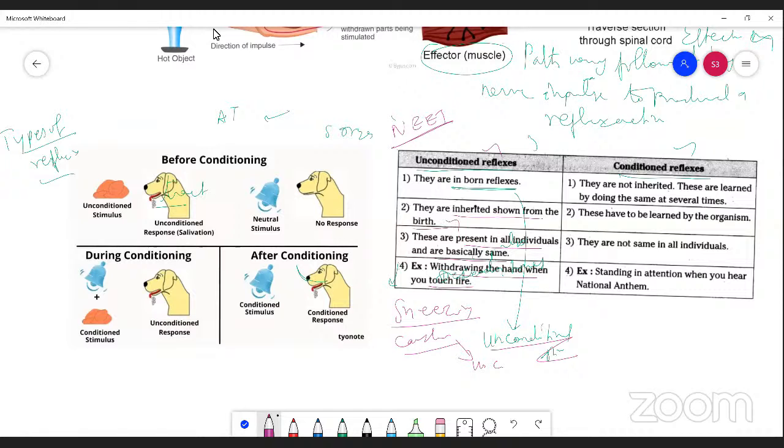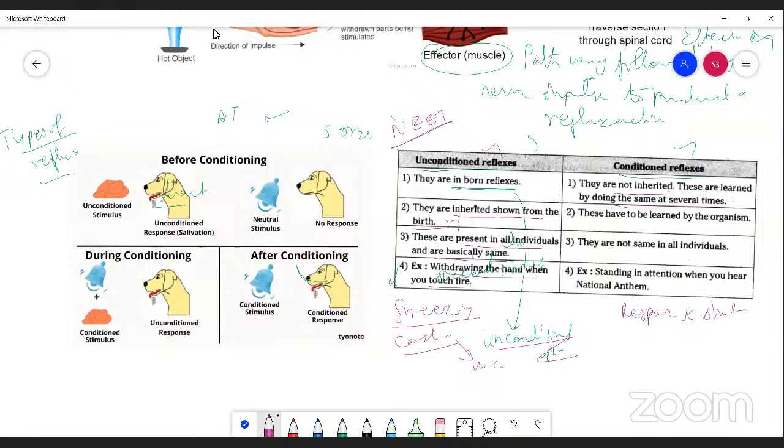Next one, the conditioned reflex. It is a response to a stimulus. That means for each and every stimulus we are giving a response. They are not inherited. These are learned only by doing our daily life activities. It is not naturally occurring. Only through experience can it occur, which means these have to be learned by the organism through its activities.